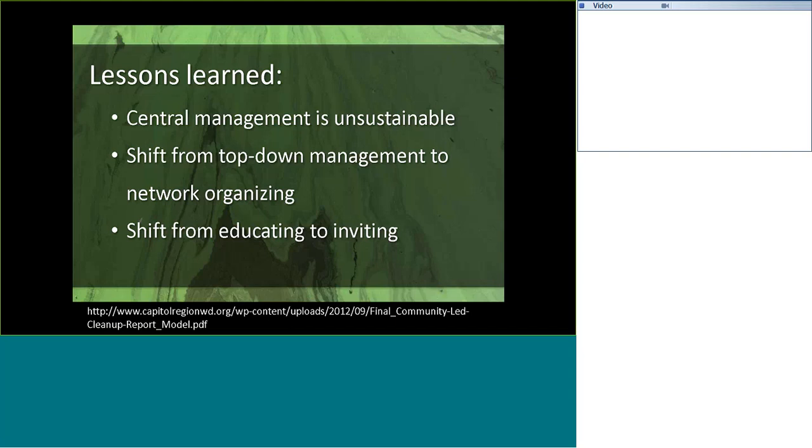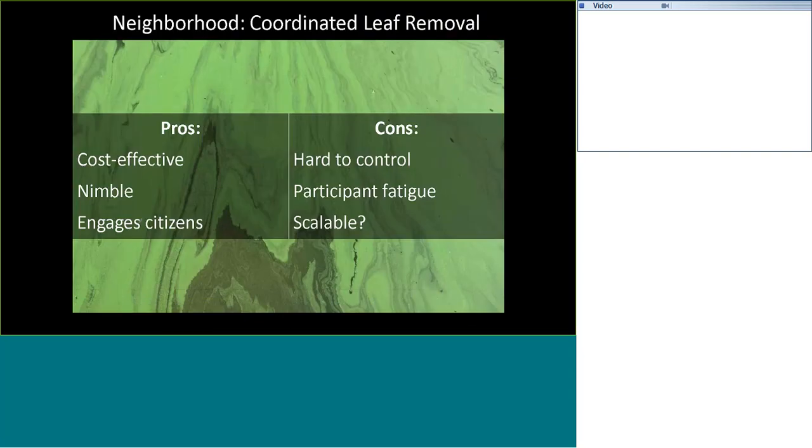So they've shifted now from a top-down management style to more of a network organizing. So they're really letting the residents basically take care of all of the timing and the disposal of leaves and that sort of thing. They also learned that it was much more effective to shift from sort of a "we are educating you" mode of engaging residents to inviting residents to participate.